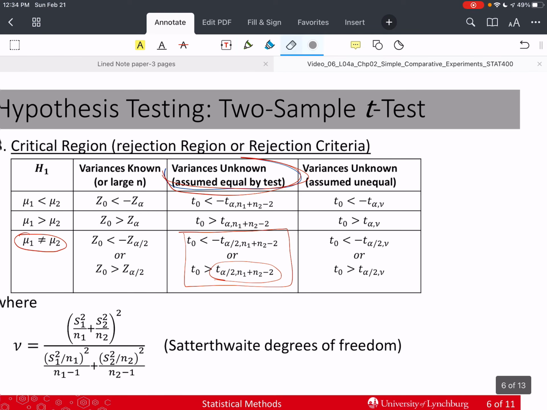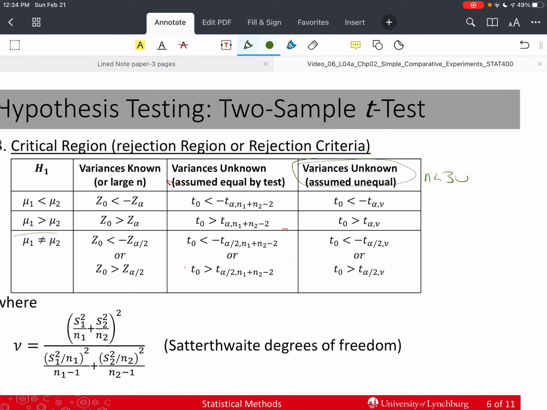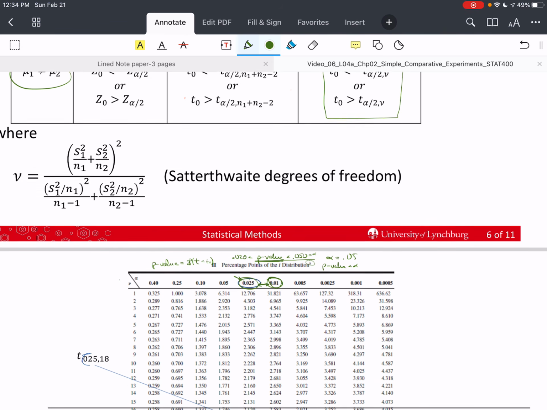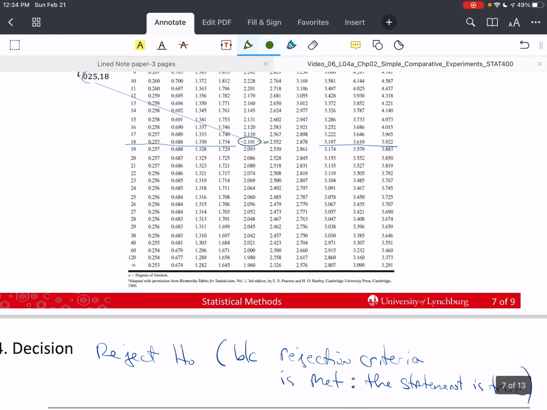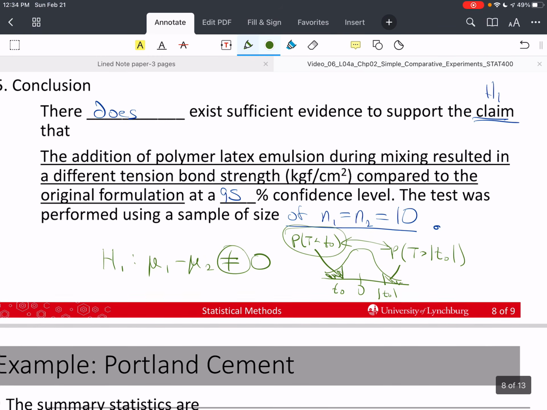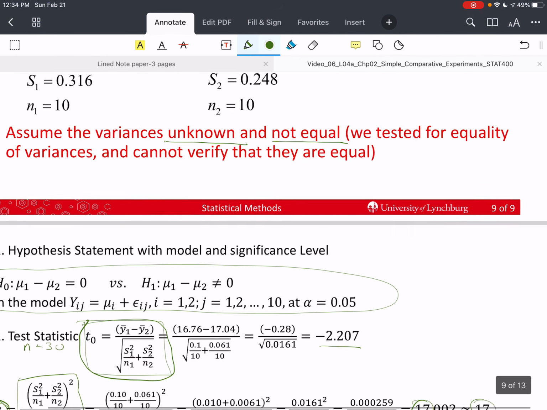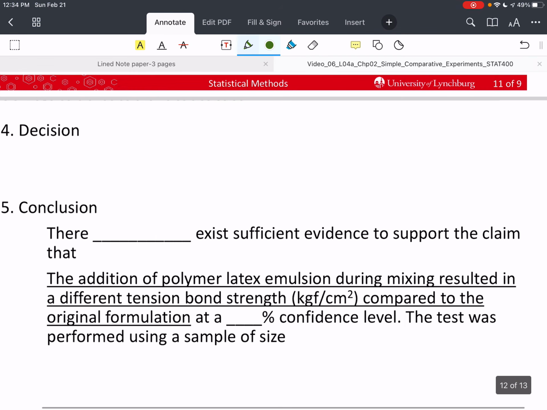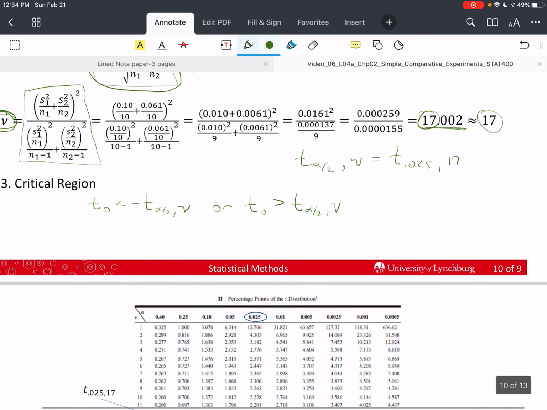So now we are saying that we cannot assume that they are equal, assumed unequal, and they're unknown, and n is less than 30. And so we still have the not equal to for our alternative. Here is our rejection criteria. Once you get to understand this, the rejection criteria, you'll be able to just come up with it because you know the form, how it should be. So let's get back to our problem here, and I need to plug in values.